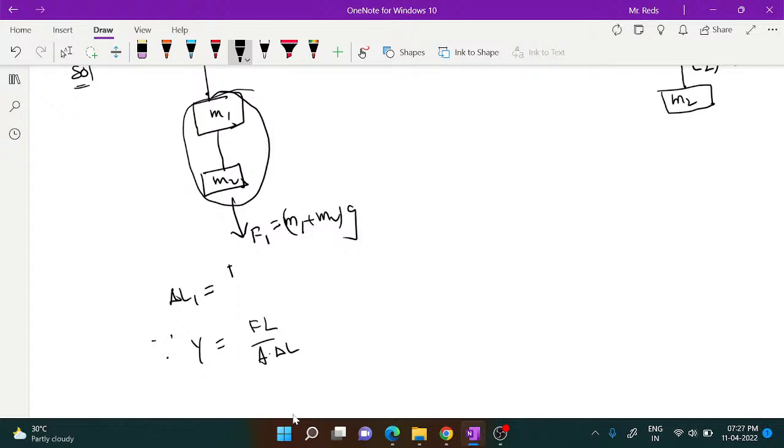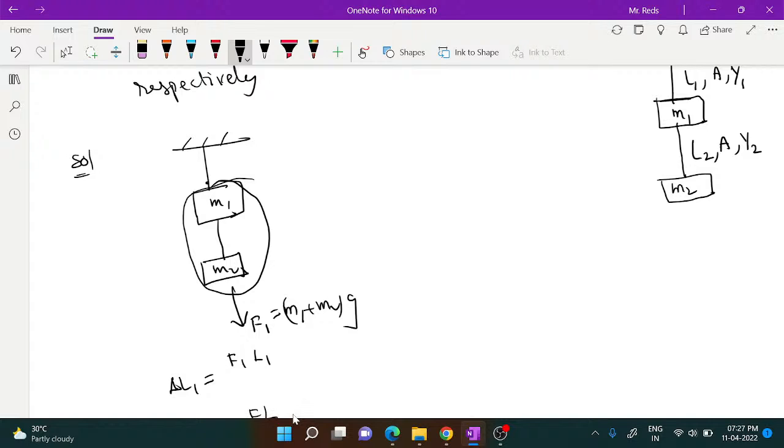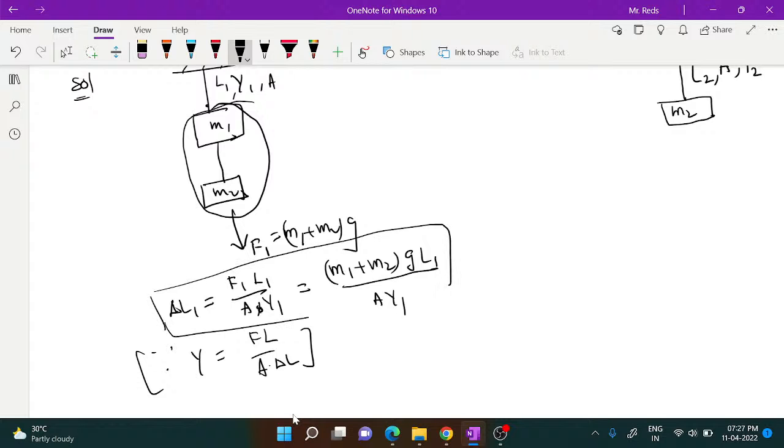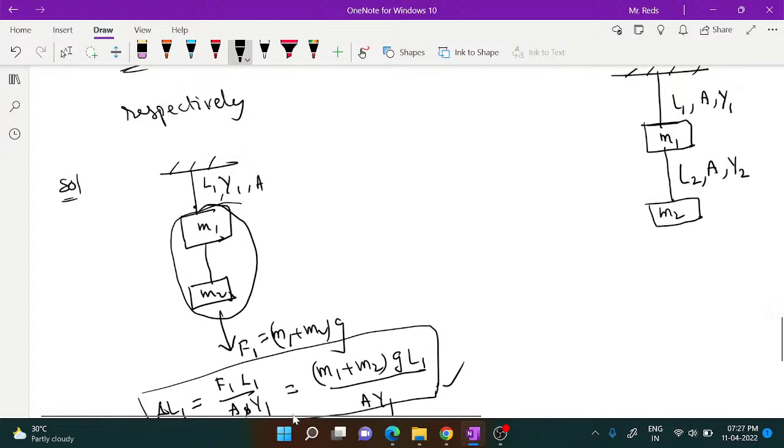So here it is F1 L1 by A Y1, since its length is L1, its Young's modulus is Y1 and area is A. F1 is M1 plus M2 into G. So you can write delta L1 equal to M1 plus M2 into G, L1 by A Y1. That is the elongation produced in the first wire.